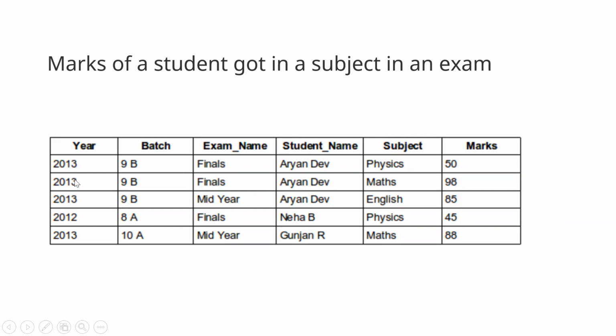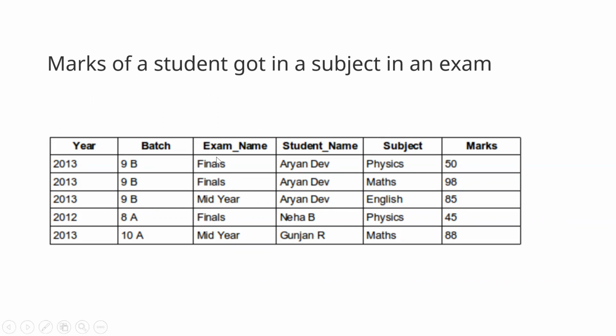Okay, so 2013 is fine, 9B is fine. Finals, no two exam names should be there. So we need to keep this merged. One finals for Aryan Dev. Physics and maths, we can add these 2 marks, 50 and 98, and put the aggregated marks, the summation of the marks, over here. So these two rows can be merged if we omit the subject, because we don't want to split the entire fact data based on different subjects.